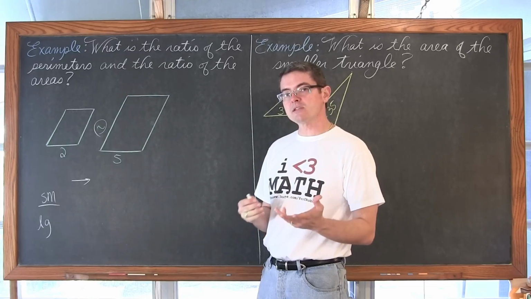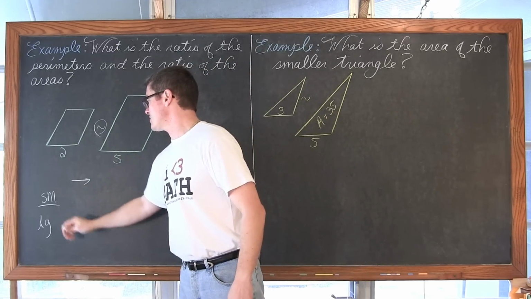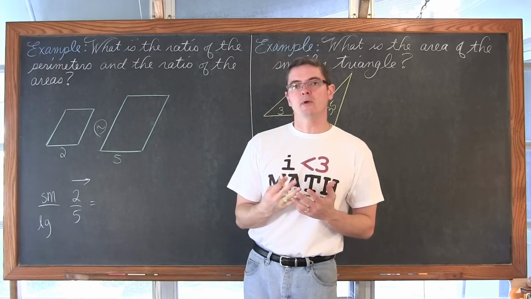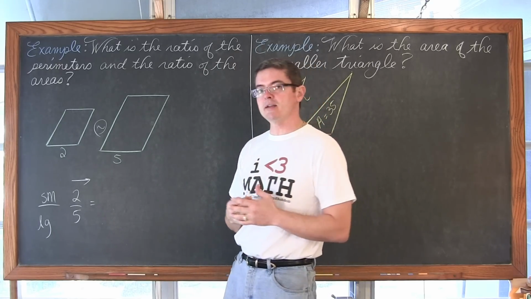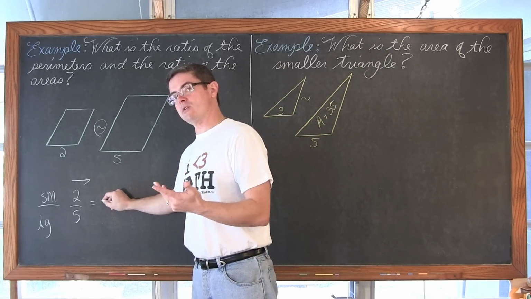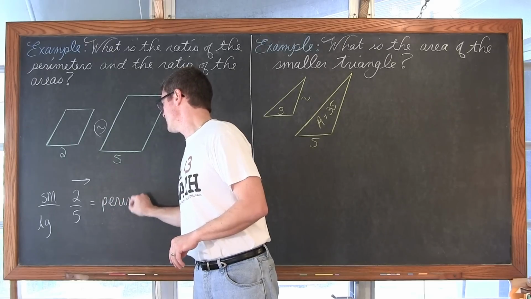So I'm going to take the sides that I do know, which is 2 and 5, and if I'm going from small to large, then it's going to be 2/5. And whatever the ratio we have, or the multiple of change, if you will, between the sides, if they're similar figures, then that's also going to be the scale factor, the ratio of change, or the proportion of the perimeters.